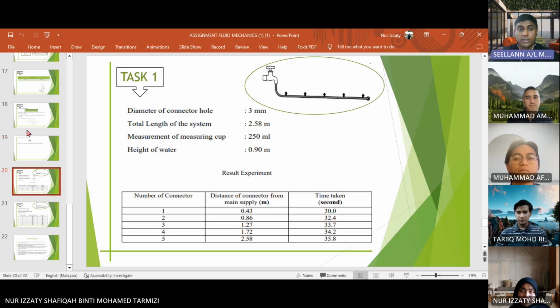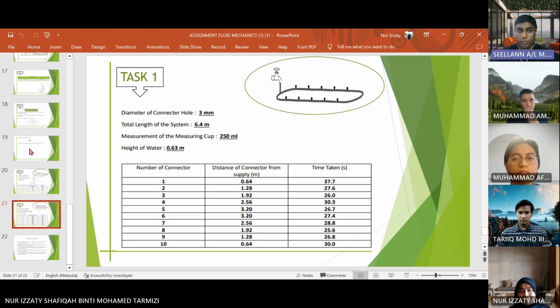Next, about the straight line pipe, where the diameter of connector hole is 3 mm. The total length of the system is 2.58 meter. The measuring cup is 250 ml. And height of water is 0.90. The number of connectors that we use for the straight line is 5. And for each of the connectors, the time taken is different. And the distance of the connector from the main supply is also different. Next.